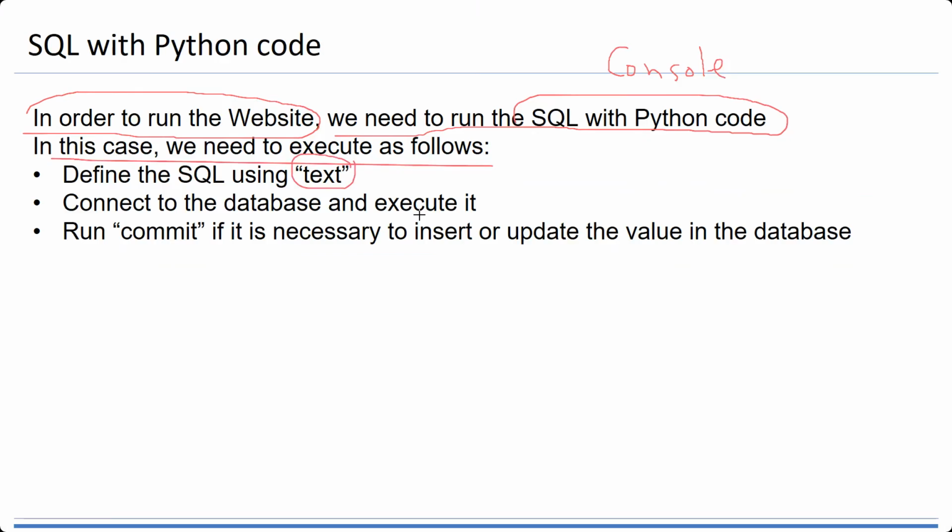The text means I'm going to connect with Python code. So first define the SQL, then connect to the database and execute it. And at the end, do not forget to run commit if it is necessary to insert or update the value in the database. The commit is something that you need to do for insert and update.